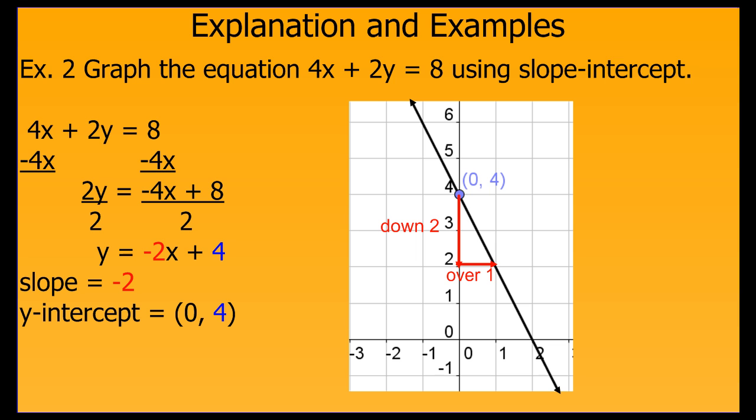We can now easily graph this equation. We plot our y-intercept, (0, 4), then go down 2 and over 1. We go down instead of up, because our slope is negative. Then we connect that point to our y-intercept, and that gives us our line.